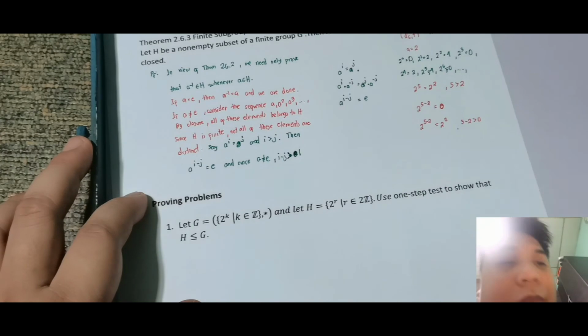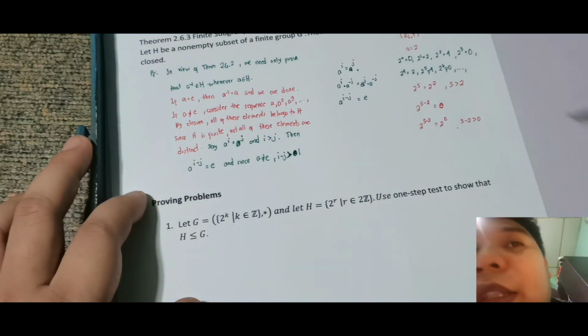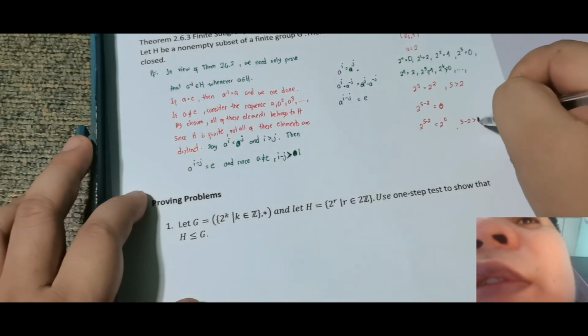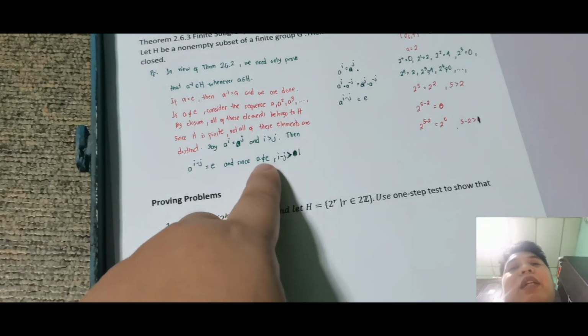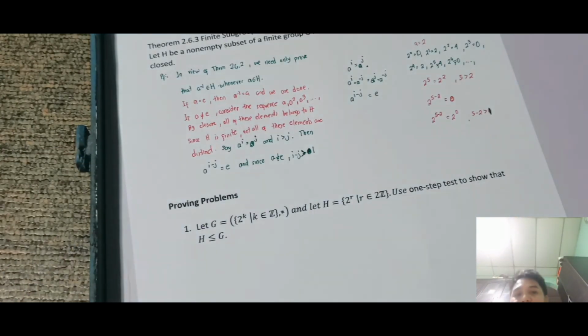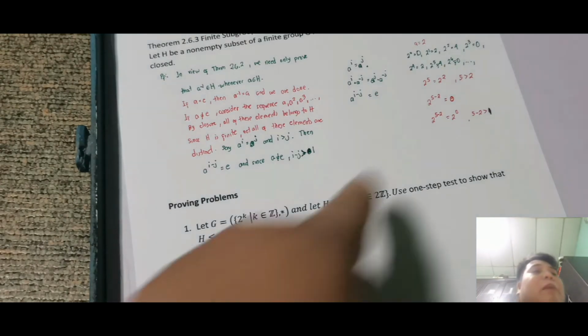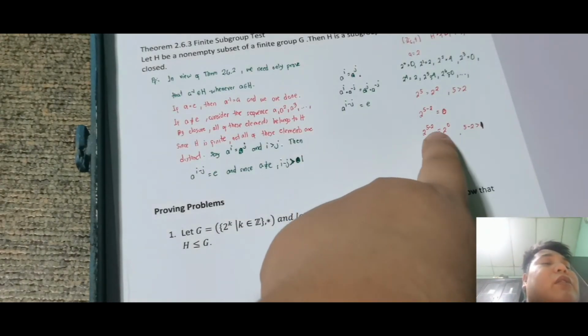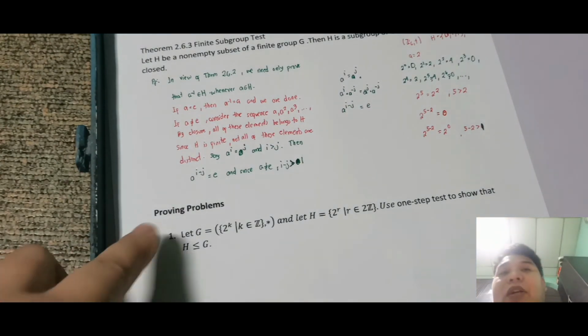So alam natin na 5 minus 2 is greater than 1. So gawin ko tong 1. Okay, so since a is not equal to e, i minus j is greater than 1. So alam natin yun dyan. Okay, so tama yun. 5 minus 2 is greater than 1, kasi 0 lang yun. So okay tayo dyan.